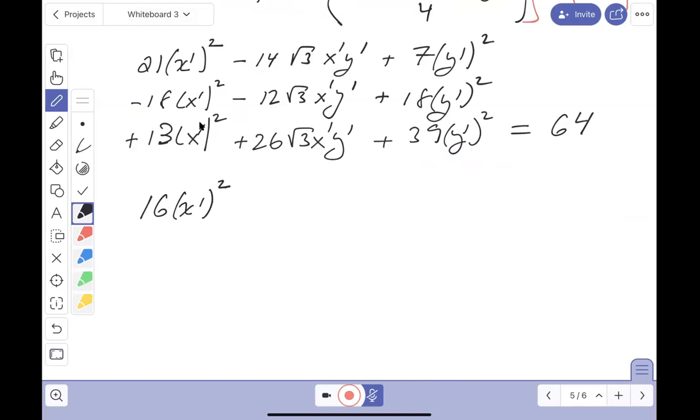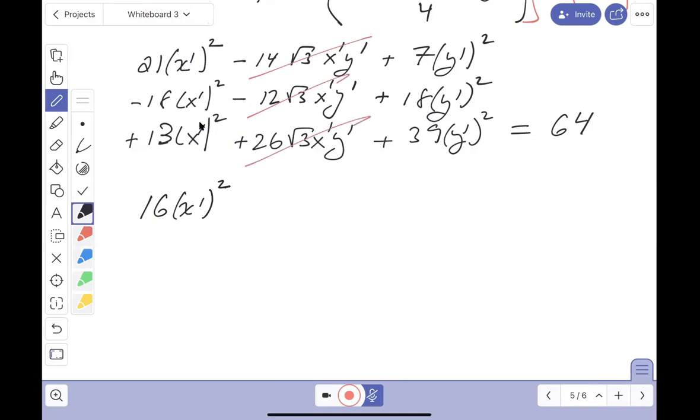That's done. Now let's do the x prime, y primes, and I'm hoping they're going to disappear. If they don't, I've done something horrible. Well, minus 14 minus 12 minus 26 root 3's, of course, plus 26 root 3's. Thankfully, they disappeared, and that's really good news for me. Let's do the next one.